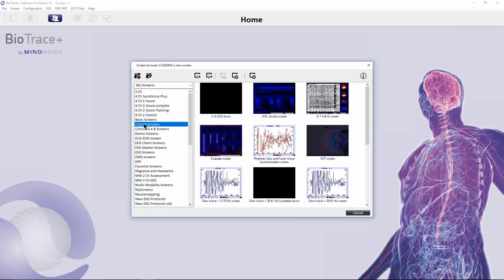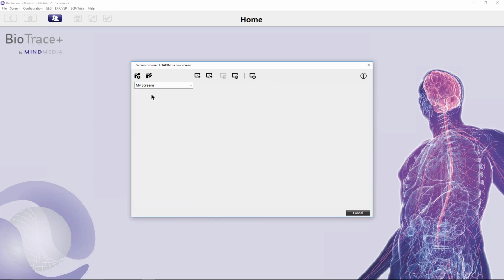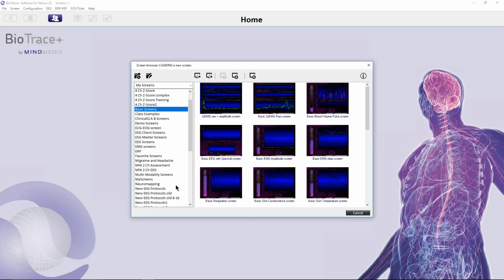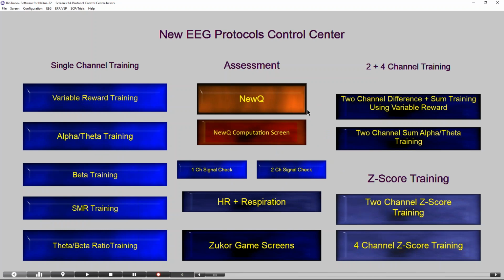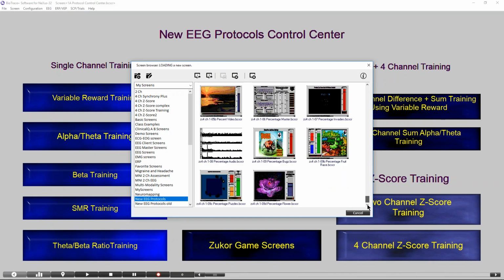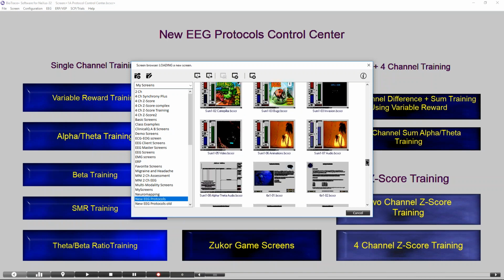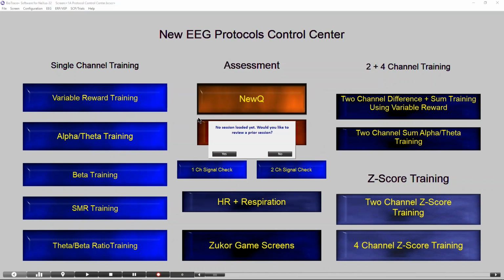So these are just all screens that I've created over the years. Screen categories, screens to show in class, all kinds of screens. Go to the new EEG protocols. The very first one on the left, that's the one you usually click, but there's other ones. These buttons are linked to the other screens. All of these screens are what the new EEG protocol screens are, all within that main one, and they're all accessed by this main button menu.